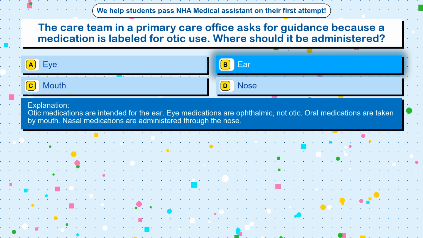Ear. Otic medications are intended for the ear. Eye medications are ophthalmic, not otic. Oral medications are taken by mouth. Nasal medications are administered through the nose.